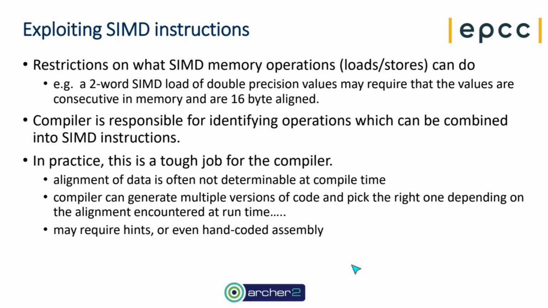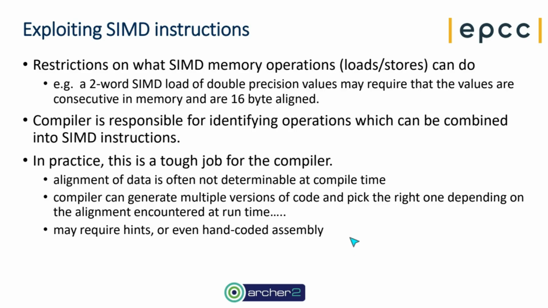And this is a job for the compiler. When the compiler compiles your source code, it's responsible for identifying operations which can be combined and encoded into these SIMD instructions. In practice, this is a tough job for the compiler, because things like the alignment of data are often not determinable at compile time. Does this array element lie on a 32-byte boundary? Well, the compiler can't always tell.